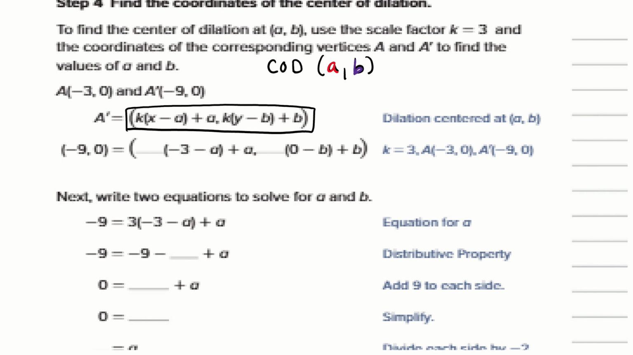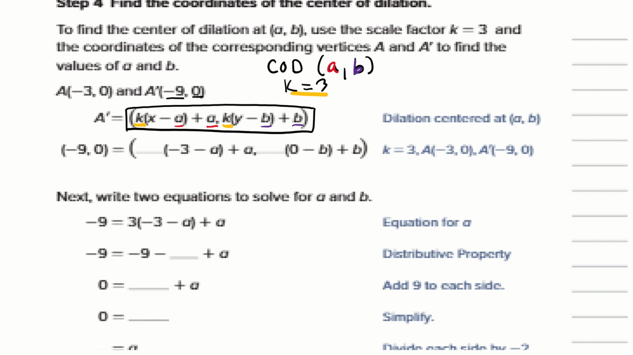And we just found K, right? We just found it in the previous part, and K was equal to 3. So that's going to be in yellow. So we know K. We don't know A or B, right? So we're going to have to solve for red and purple. But we do know X and Y, because in this case, we're going to say that this formula is equal to the transformation, which is negative 9, 0.